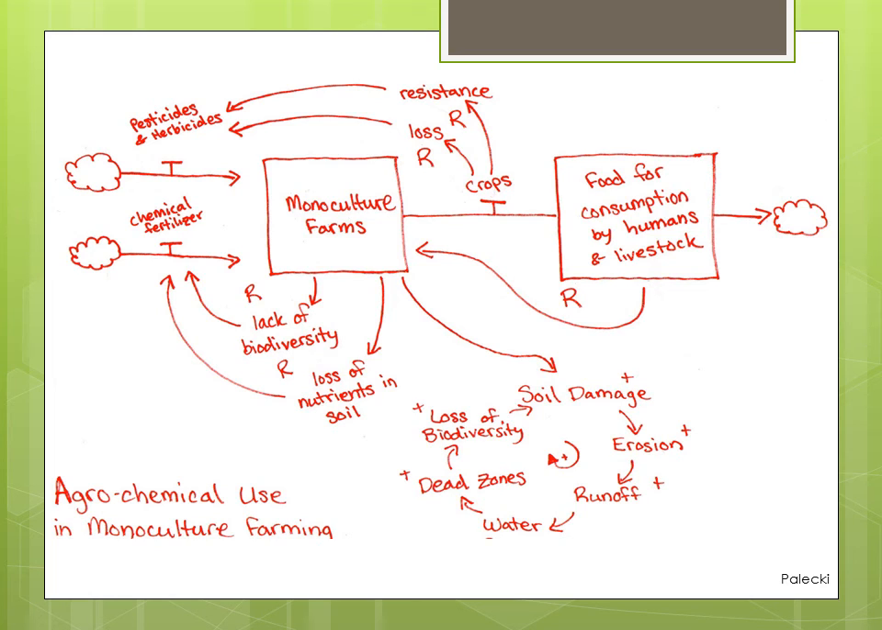Monoculture farming leads to a vicious cycle of environmental, human, and animal health deterioration. This widespread health deterioration starts with soil damage, then to erosion, to runoff, to water damage, to dead zones, to biodiversity loss, all leading back to more deterioration of the health of the environment and the humans and animals which rely on it for life.